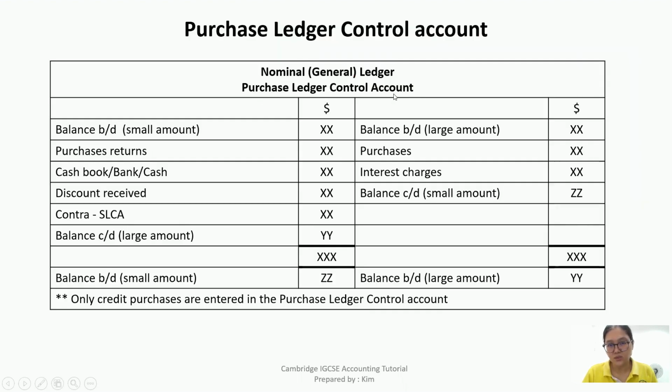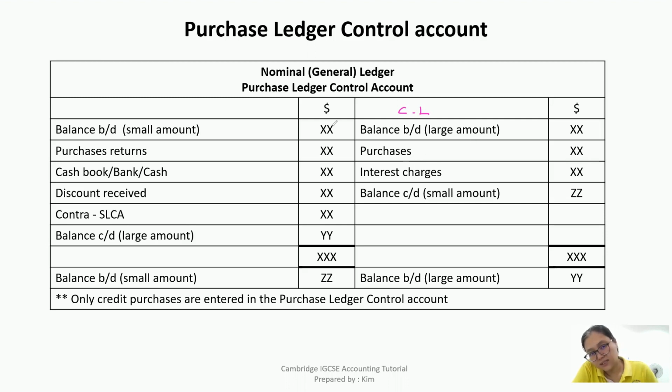Purchases ledger control account: the debit side is given to the supplier, so we see the credit side first. The credit side balance brought down is a liability, so this is the current liability. The double entry for purchases is debit purchases, credit trade payable. So this is a trade payable, the purchases ledger control account, on the credit side.